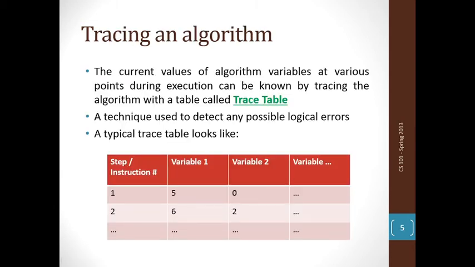Tracing an algorithm. The current values of algorithm variables at various points during execution can be known by tracing the algorithm with a table called a trace table. It is a technique used to detect possible logical errors. So we can use a trace table to find the logical errors. A trace table looks like this: instructions, then variable 1, variable 2, and so on.